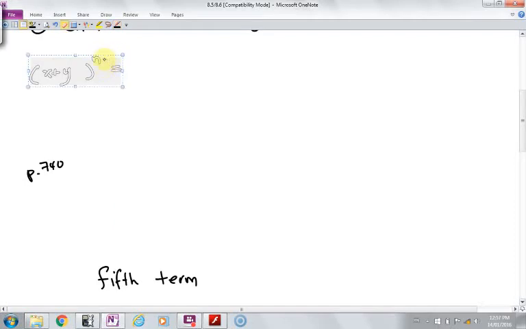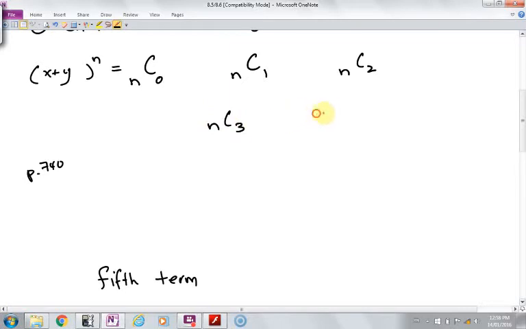If I have n as my exponent, then my first coefficient is going to be n choose 0. And my next one is going to be n choose 1. And then n choose 2. And n choose 3. Etc. And I'm going to end up with n choose n as my last coefficient. So they're all going to be n, and I'm going to choose 0, 1, 2, 3, 4, 5, 6, 7, 8, all the way till I get to n choose n.